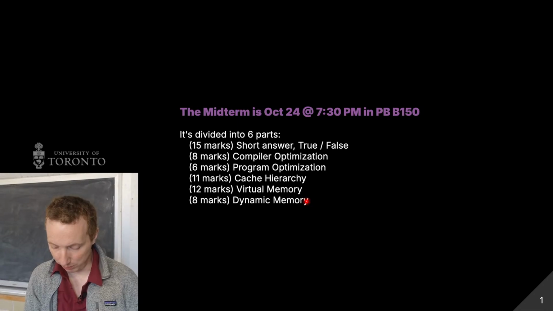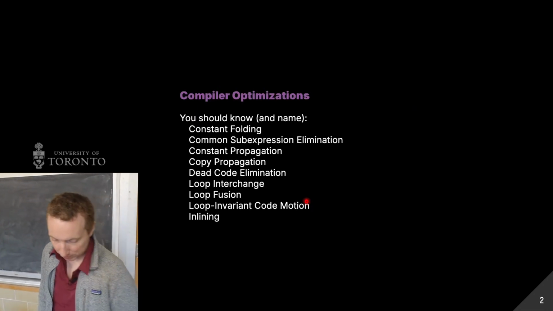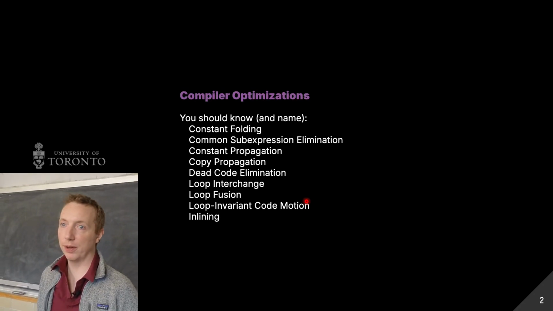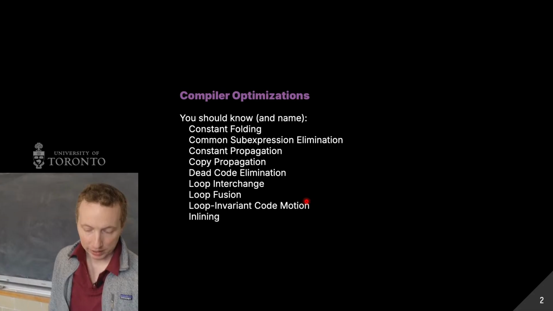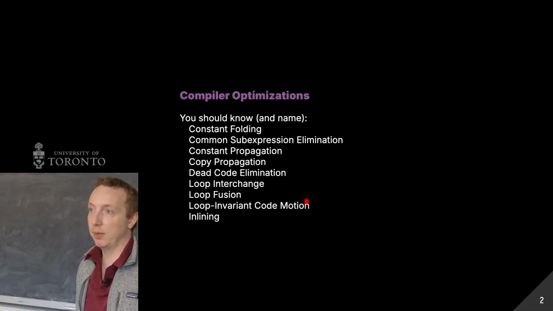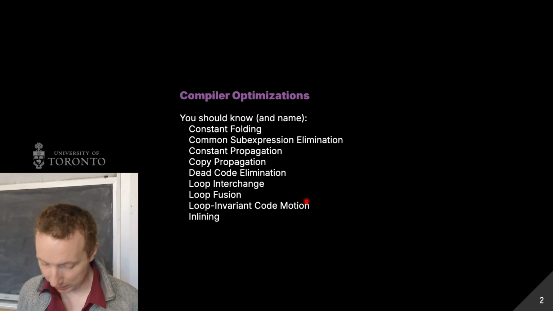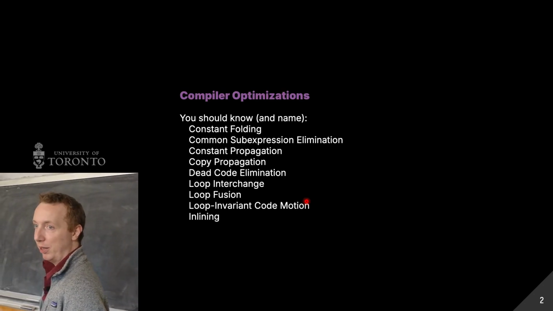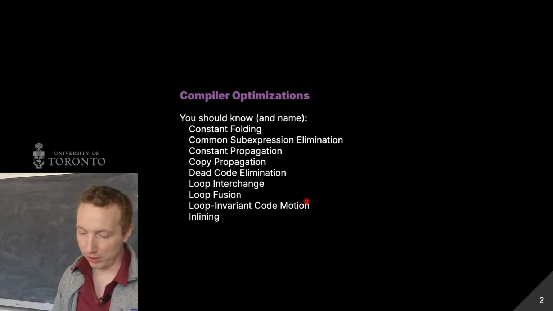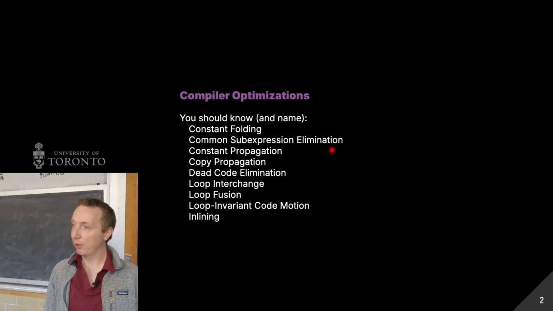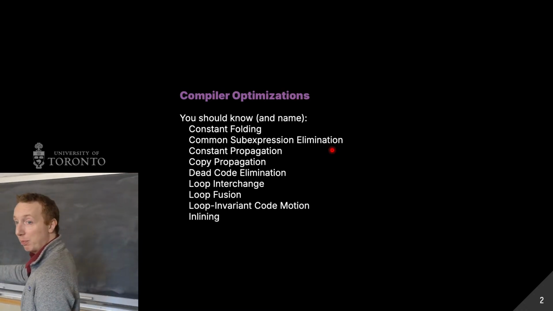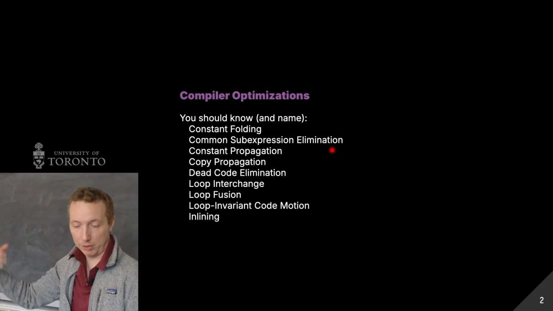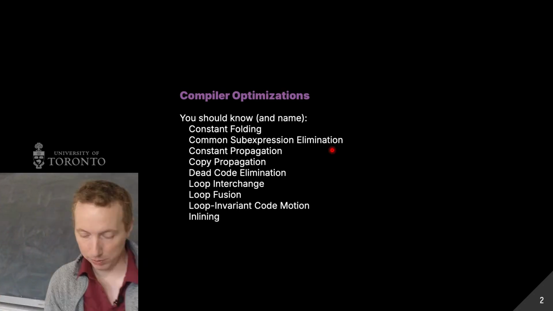So here, let's go over the topics. For the first few lectures, the true false won't be anything terribly big. Then for compiler optimization, you should be able to know and possibly name the following. Constant folding. That's just combining constants, doing the operations, doing the multiply. That's just called constant folding. Common sub-expression elimination: if there's a common sub-expression between 2 giant expressions, you can pull it out. Only do the sub-expression once.